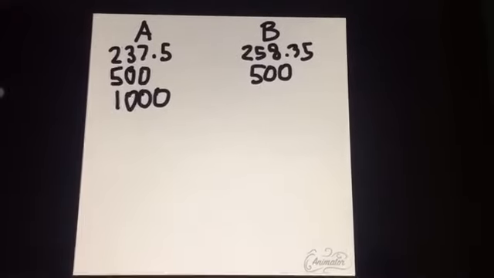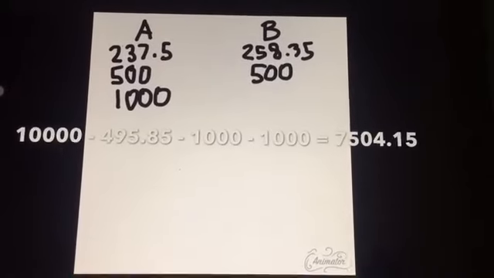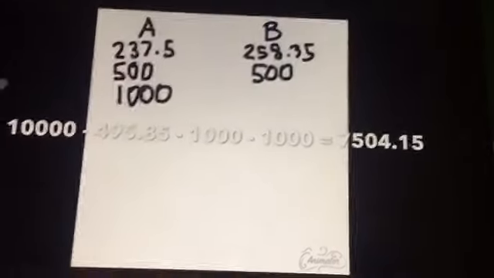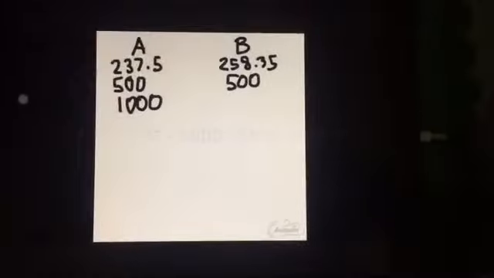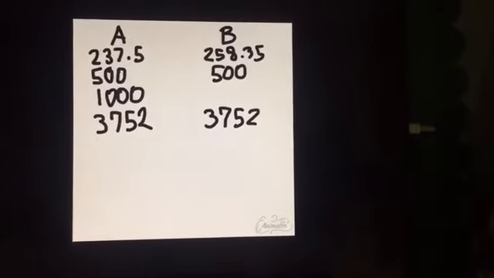So what would be our remainder? Well, deducting from the net income of $10,000 the total interest, which is 495.85, the total salaries, which is 1,000, and the bonus of A, which is also 1,000, so the remainder would be 7,504.15, which would be shared equally.